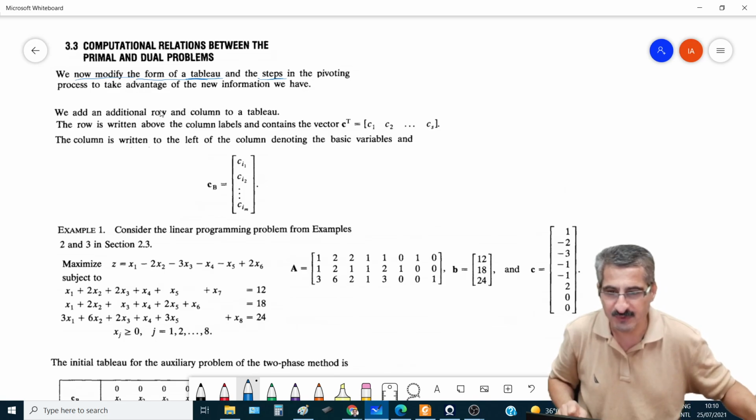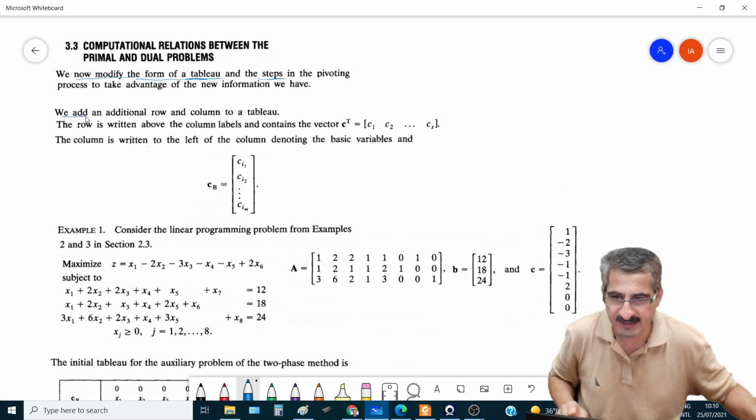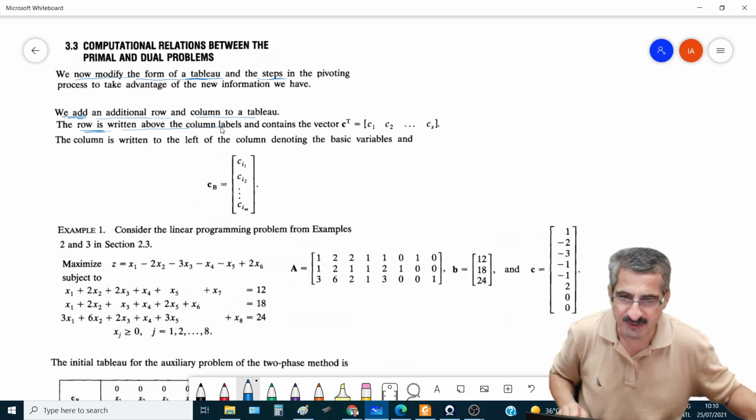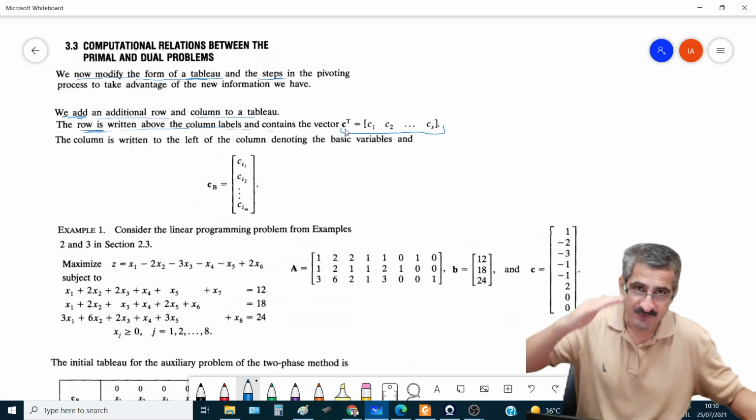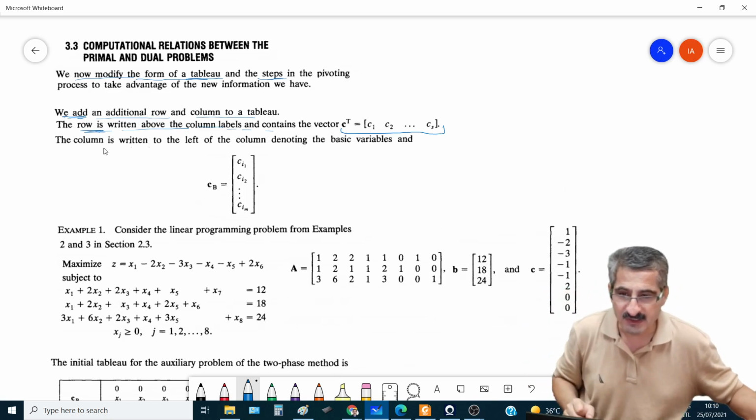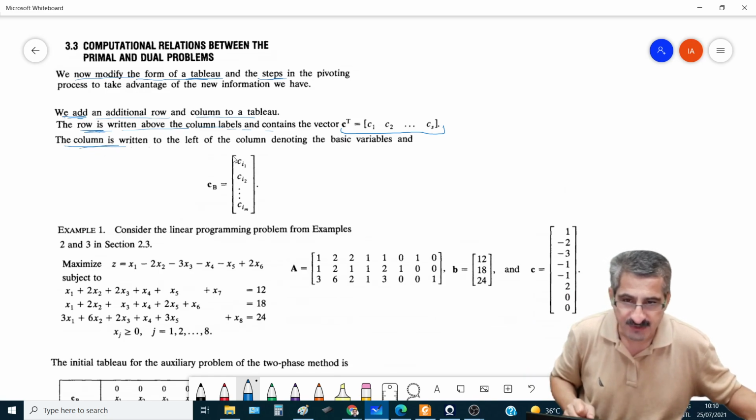Okay, how do we do that? We will add an additional row and column. The row is above the column labels and contains the cost vector. So we will add this as an additional row at the top of the table, and we will add this column here at the right of the table.